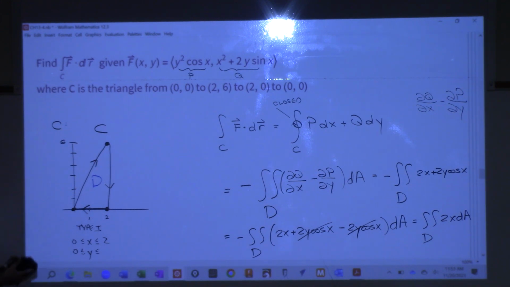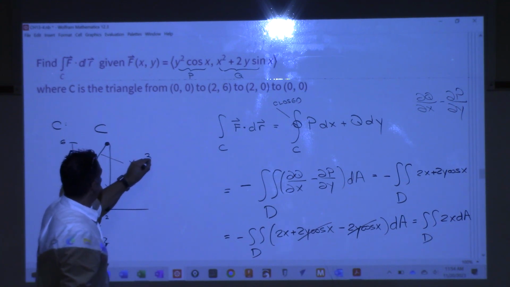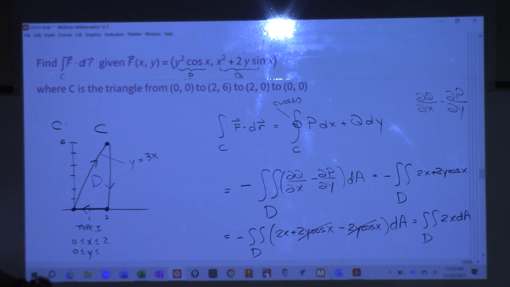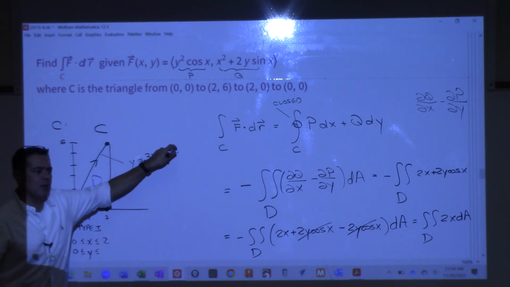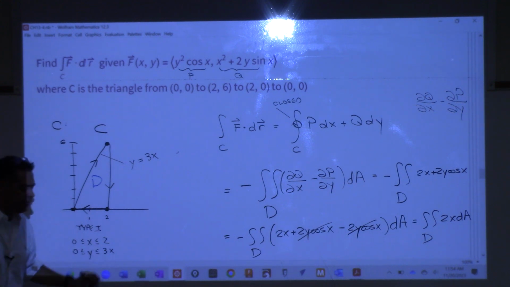How do you find this function? You just need the slope of that line. Slope is 6 over 2, so 3. So y equals 3x is this function right here. Y equals 3x. And I can say 3x because it goes through the origin, right? So the y-intercept out here plus 0, right? So this goes from 0 to 3x. See?